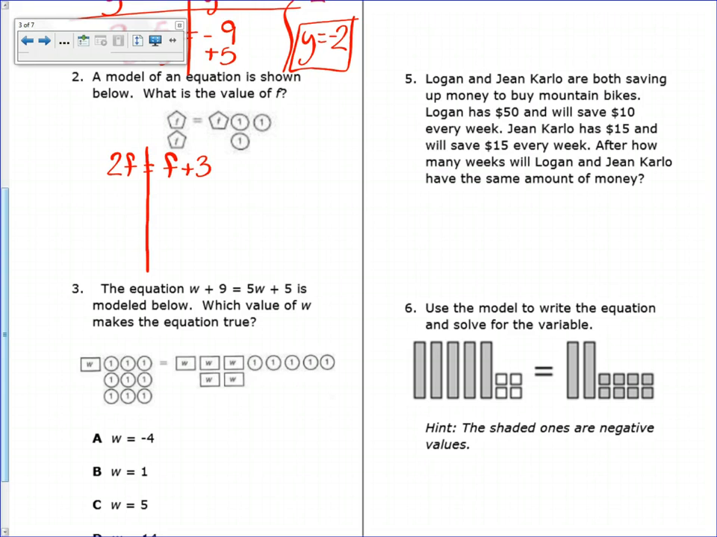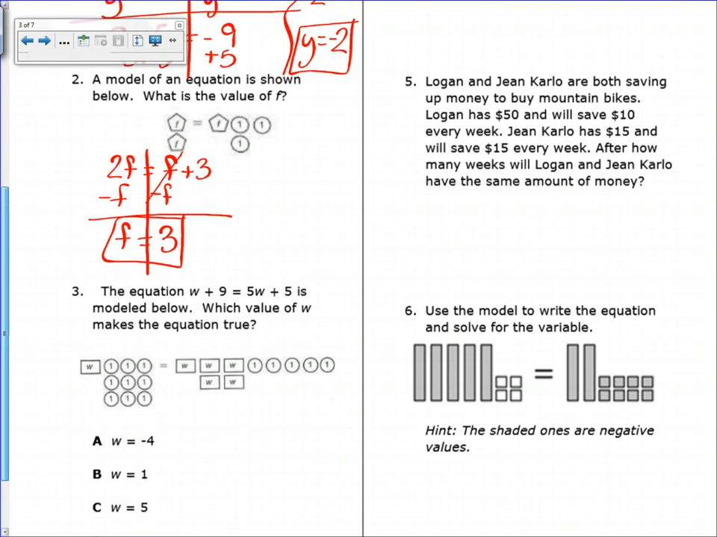To solve, I need to get my f's both on the left-hand side. So I have a positive 1, so minus 1f. Those cancel. 2f's minus 1f leaves me with 1f equals 3. So on that one, there was really only one step, and you have your solution. F equals 3.